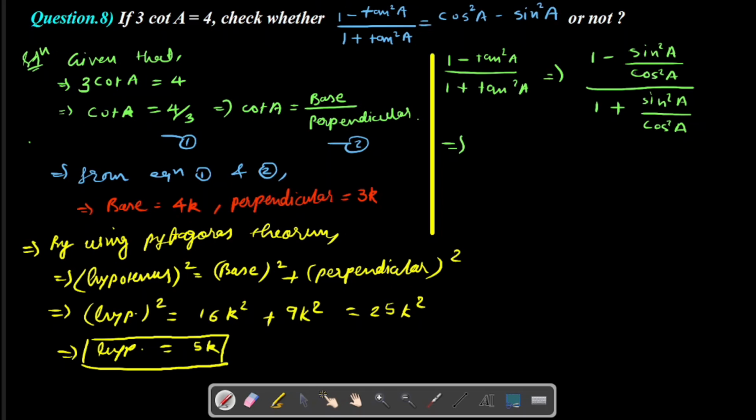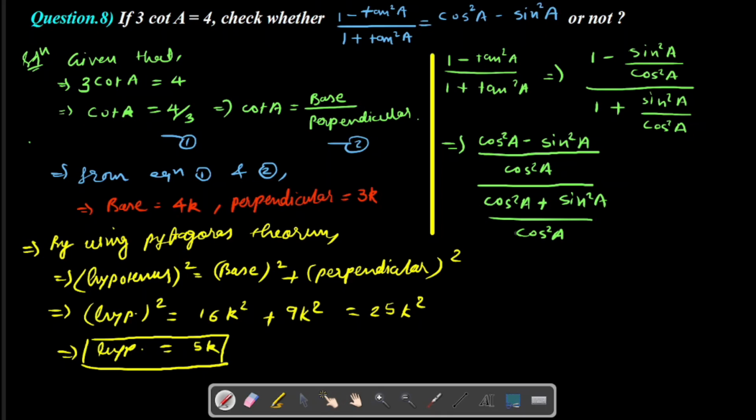Here the LCM is cos square A, so we multiply cos square A on the numerator and denominator, and we get cos square A minus sin square A upon cos square A, upon cos square A plus sin square A upon cos square A. So we already know that if we have three denominators here, this is 1, this is 2, and this is 3, what we do is take the reciprocal of the last two denominators and multiply it to our first fraction.